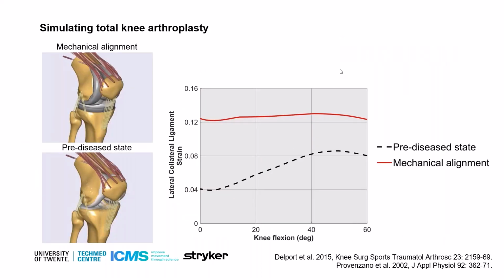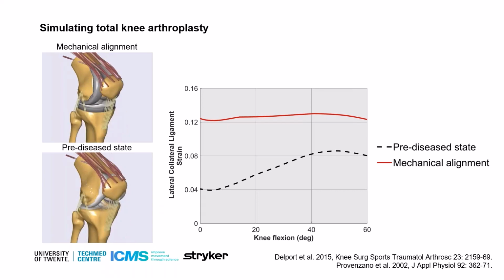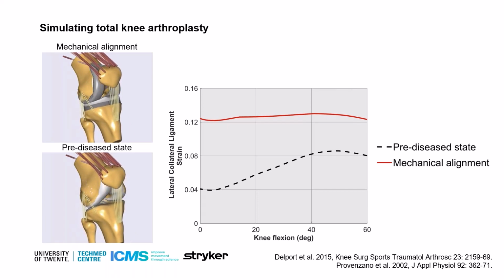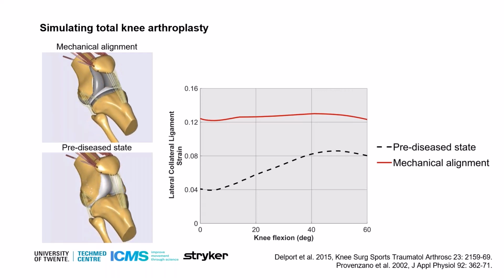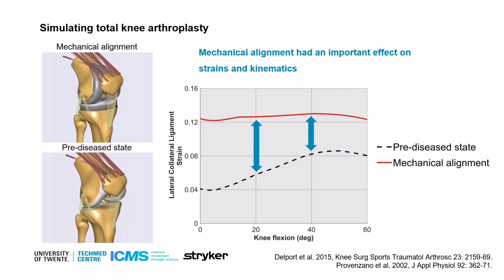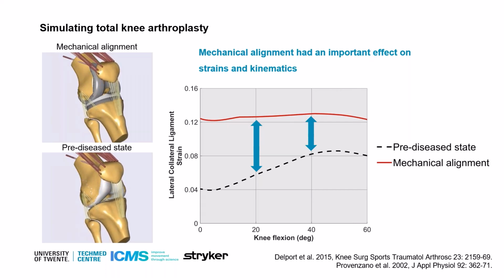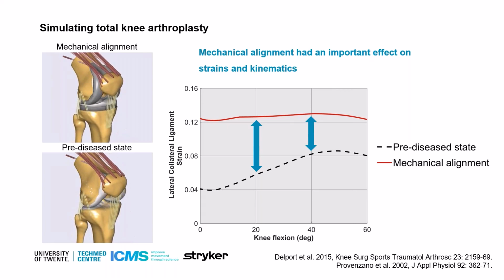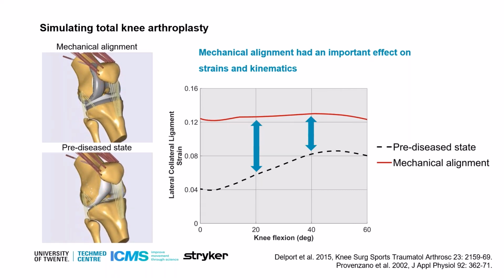Now, building upon this information, we utilized the pre-diseased model, and we placed an implant in the model, and we aligned the components according to mechanical alignment principles. So we first aimed to identify the biomechanical differences between the pre-diseased and mechanically aligned knees. And our analysis shows that mechanically aligning the knee implants can induce relevant alterations to the ligament strains and the kinematics in relation to the pre-diseased state over the full range of motion. The subsequent goal here was therefore to minimize the differences that we identified toward reproducing the pre-diseased biomechanical situation.